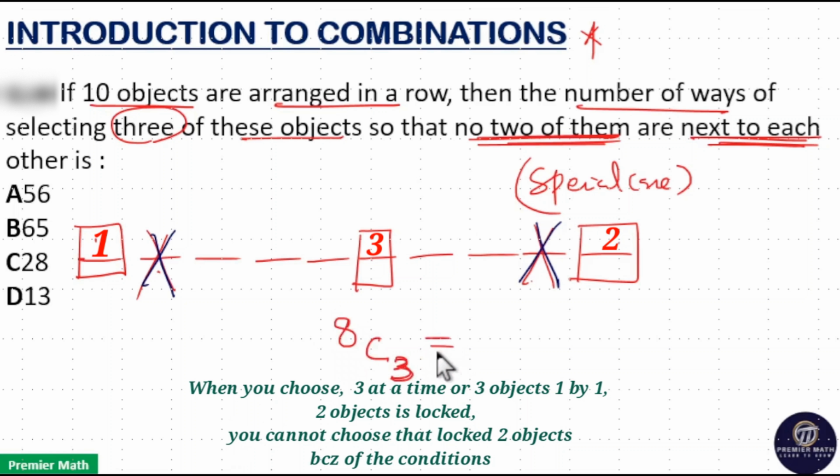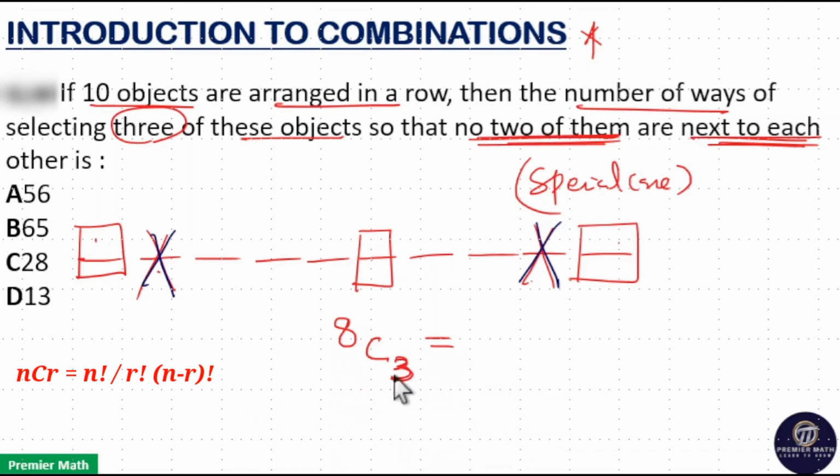So 8C3 is your answer, which is equal to 8 factorial divided by 3 factorial into 8 minus 3, 5 factorial. 5 factorial cancel in numerator and denominator. So remaining in numerator is 6 into 7 into 8. In denominator, you have 3 factorial, 1 into 2 into 3. So 2 into 3, 6 cancel, 7 into 8, 56 is your answer. Option A is your answer. That is, you can choose 56 ways with this condition.